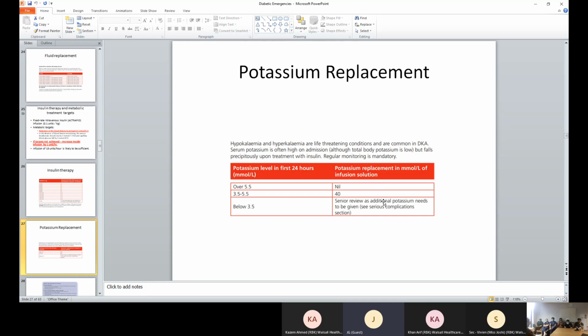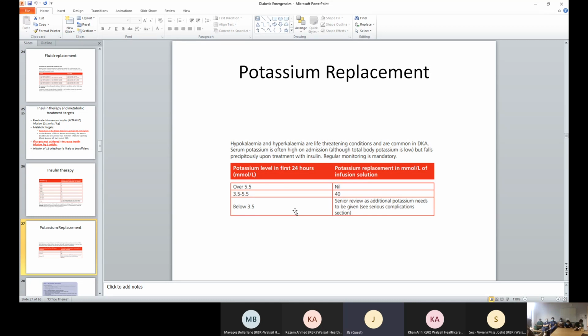If it is less than 3.5, the alarm bell should ring. This is the only situation where I do not want to start the insulin infusion. What happens if you start the insulin infusion? Potassium goes intracellular. Then what will happen? Hypokalemic cardiac arrest. In the last 6 months, there were 3 incidents. Hypokalemic cardiac arrest, 2 patients died, when the potassium was not managed appropriately.